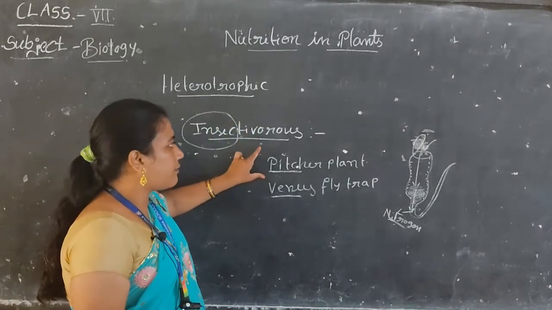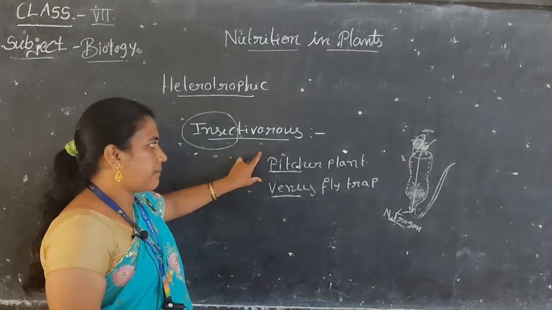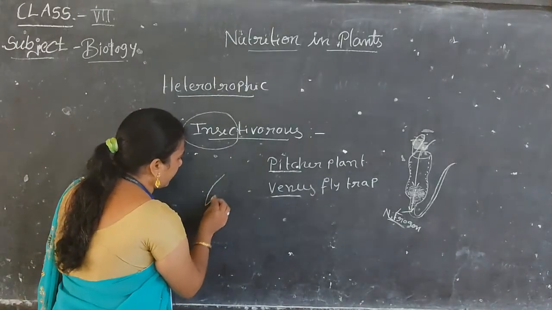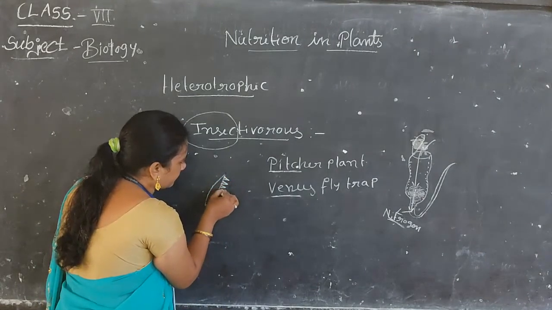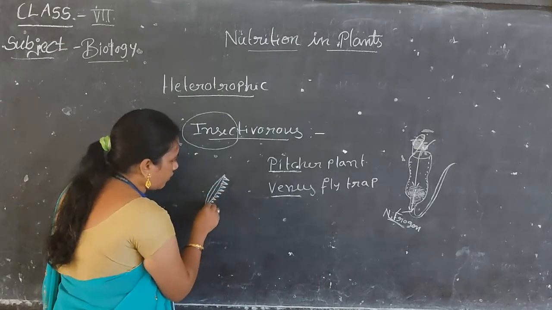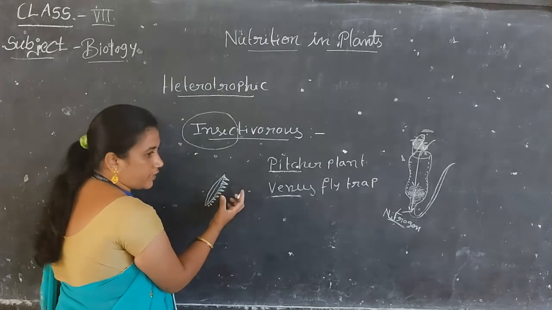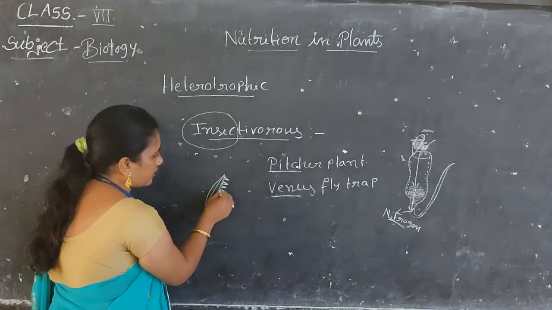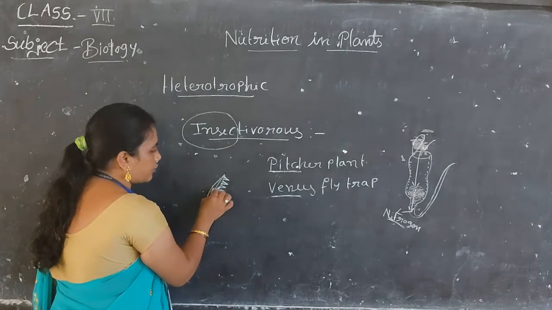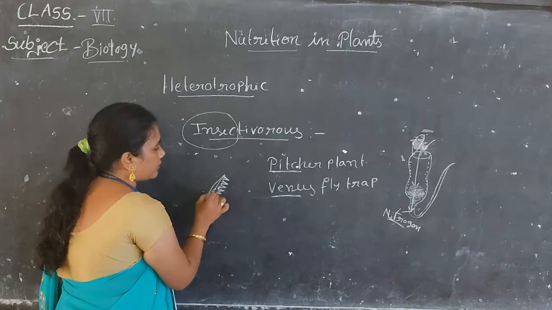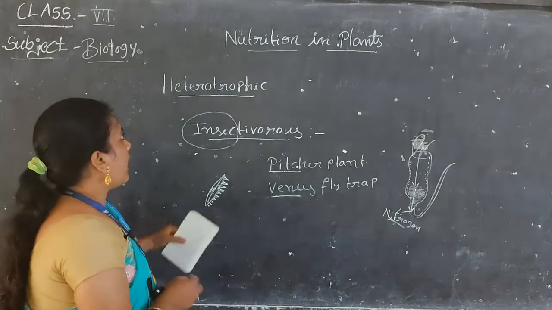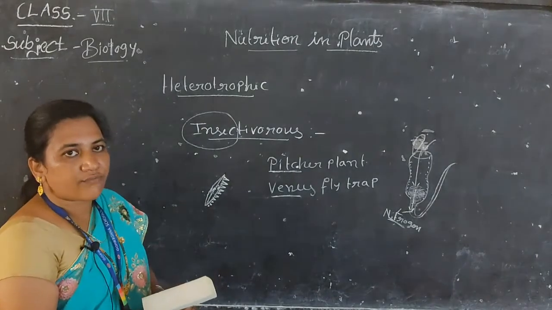Getting this? Here you have to remember these names: pitcher plant and Venus flytrap. The leaf of the Venus flytrap is like this and has spines. Closing and opening happens with this plant. When an insect sits on it, it immediately closes its leaf like this. Here also some digestive enzymes are present, and with these digestive enzymes it absorbs the nitrogen.